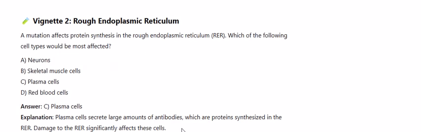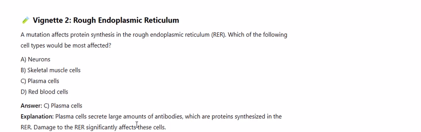Vignette 2. Rough endoplasmic reticulum. A mutation affects protein synthesis in the rough endoplasmic reticulum. Which of the following cell types would be most affected? A. Neurons. B. Skeletal muscle cells. C. Plasma cells. D. Red blood cells. Answer: plasma cells. Explanation: plasma cells secrete large amounts of antibodies, which are proteins synthesized in the RER. Damage to the RER significantly affects these cells.